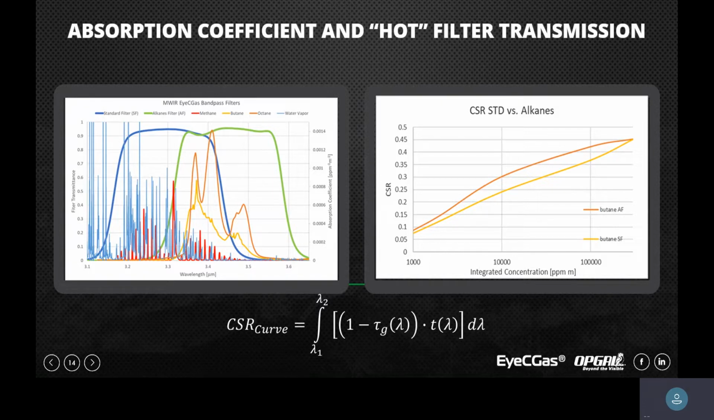So this is the CSR, for example, for butane on both filters. You can see here that, at the same concentration, we have better response on the alkane filter for butane. So this is the alkane filter, this is our standard filter. They're behaving similarly, but we have better sensitivity on the brown curve, which is the alkane filter. At a concentration of 1000 ppm meter, it gives us a larger response in the camera. So that means it's more sensitive.